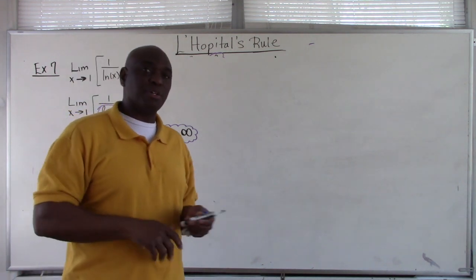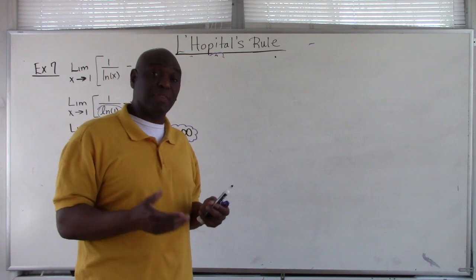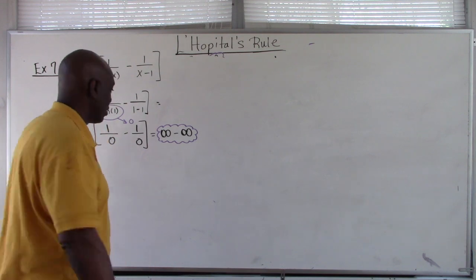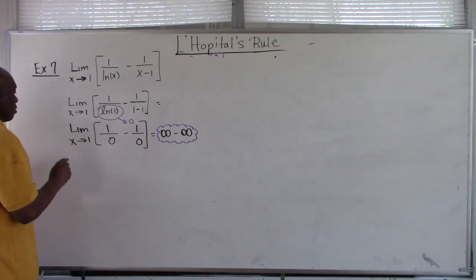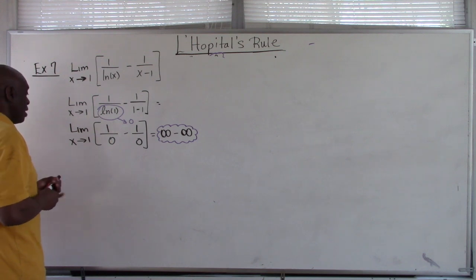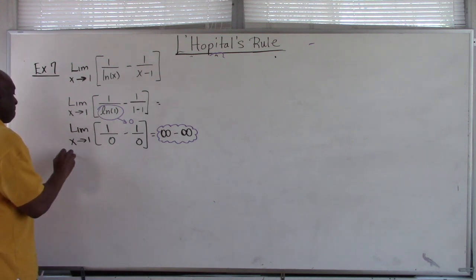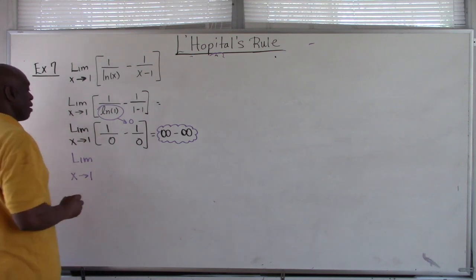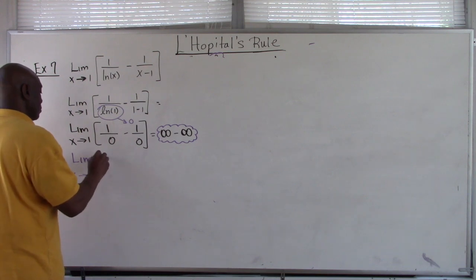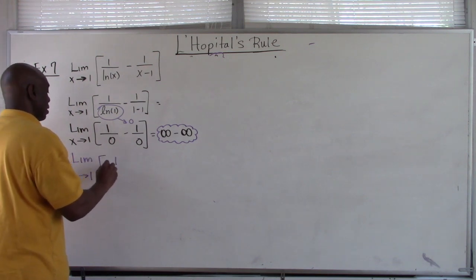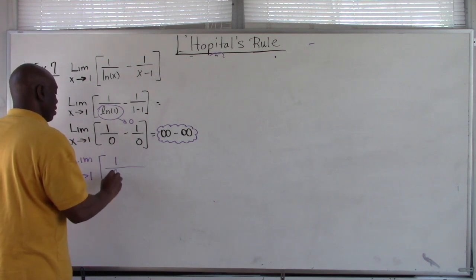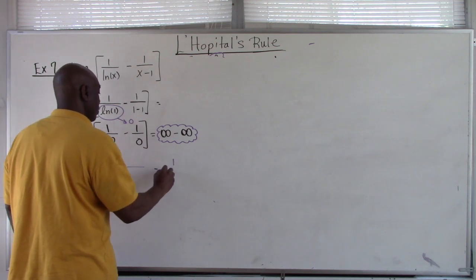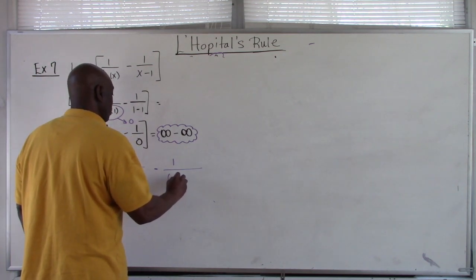So in this case, we have some algebraic manipulations to make. We have to maybe find least common denominators, things of that nature, okay? So let's first start with the least common denominator. Let's look at it like this. The limit as x approaches 1 of 1 over the natural log of x minus 1 over x minus 1.